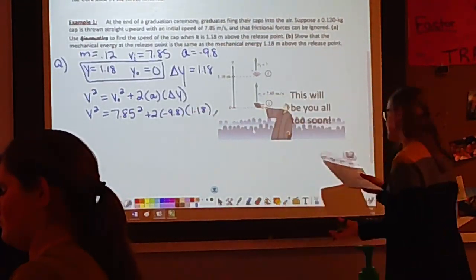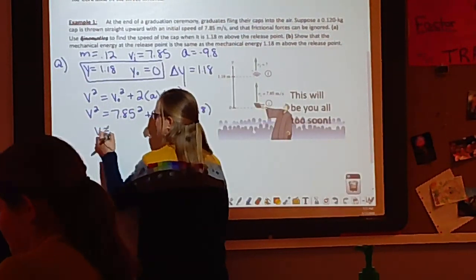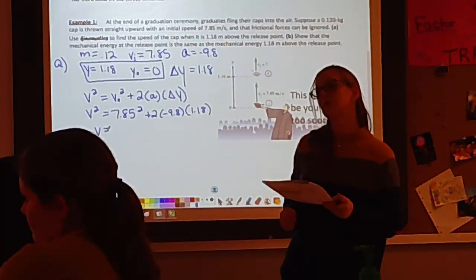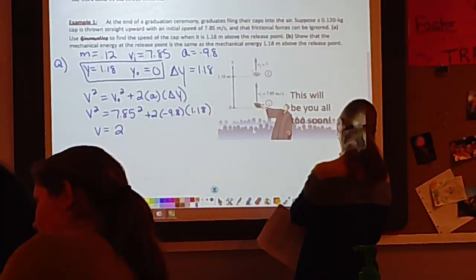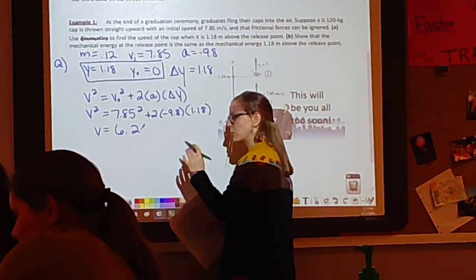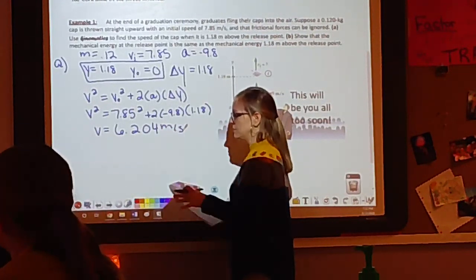All right, add them up, take the square root, let me know what the velocity is. You could say positive and negative, but please don't. 6.204. Okay. Oh wait, I'm sorry. What did you get? I just wrote 6.2. Mr. McBurney only went 3 significant figures, so what's the 6.204? Okay. All right.